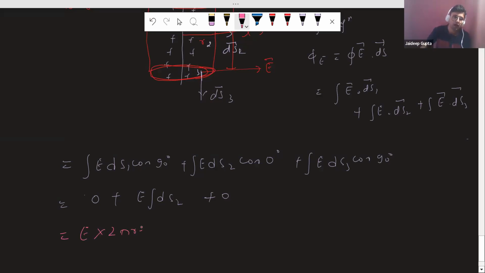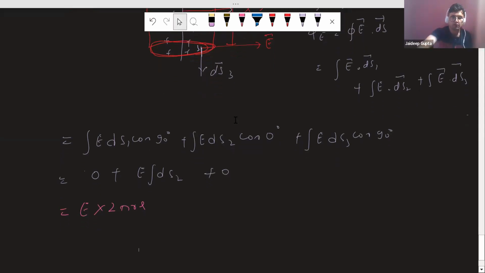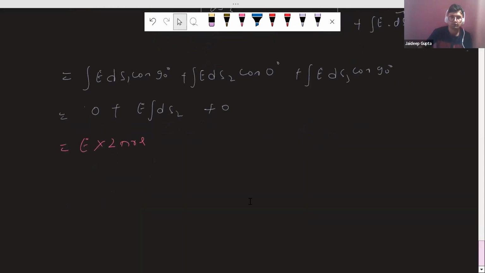2 pi RL. R is the radius. R is the distance basically from the wire at which we have to calculate the electric field. So E into 2 pi RL. Now by Gauss theorem.